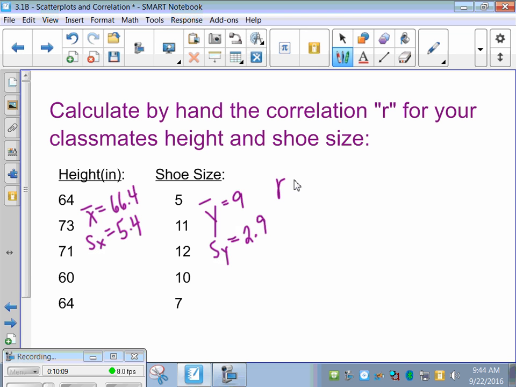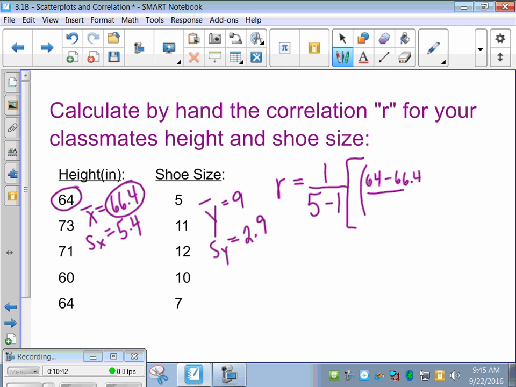So R is equal to 1 over n minus 1. So how many data points do we have? 5. So it's going to be 1 over 4. And then we're multiplying that by the sum of this craziness. So inside our parentheses is always the first guy minus the mean divided by the standard deviation. So 64 minus 66.4 divided by 5.4.